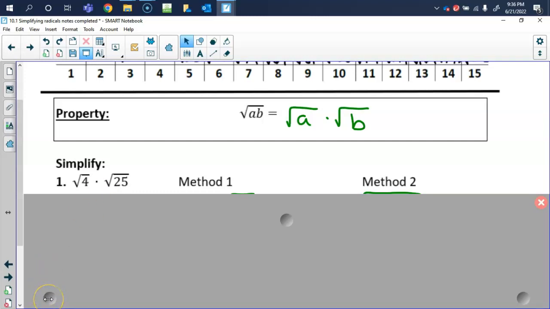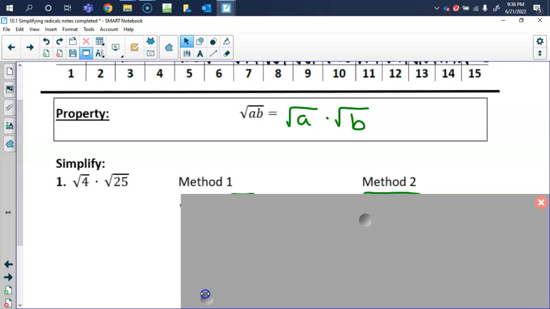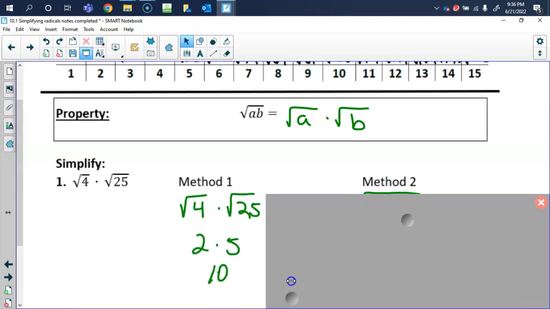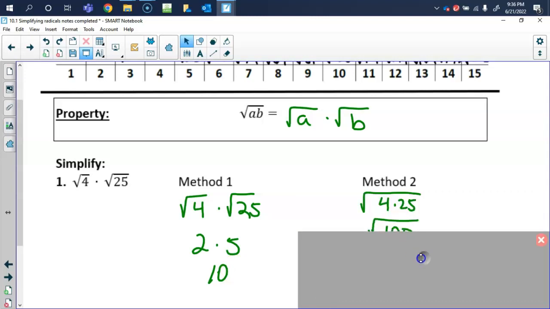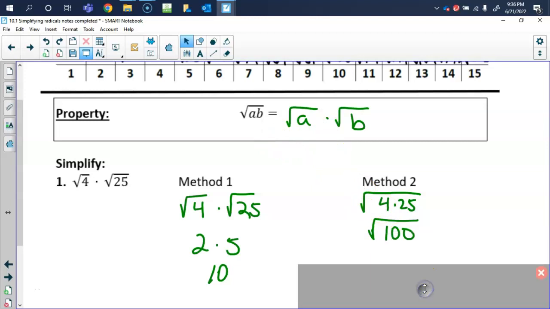So if I'm looking at the square root of 4 times 25, I am going to look at this first method here. I can take the square root of 4, which is 2, the square root of 25, which is 5, multiply them together and get 10. Okay, so that's my first method. My second method is to multiply them together using the rule. 4 times 25 is 100, and the square root of 100 from our chart right here is 10. So I get the same answer no matter which method I use.